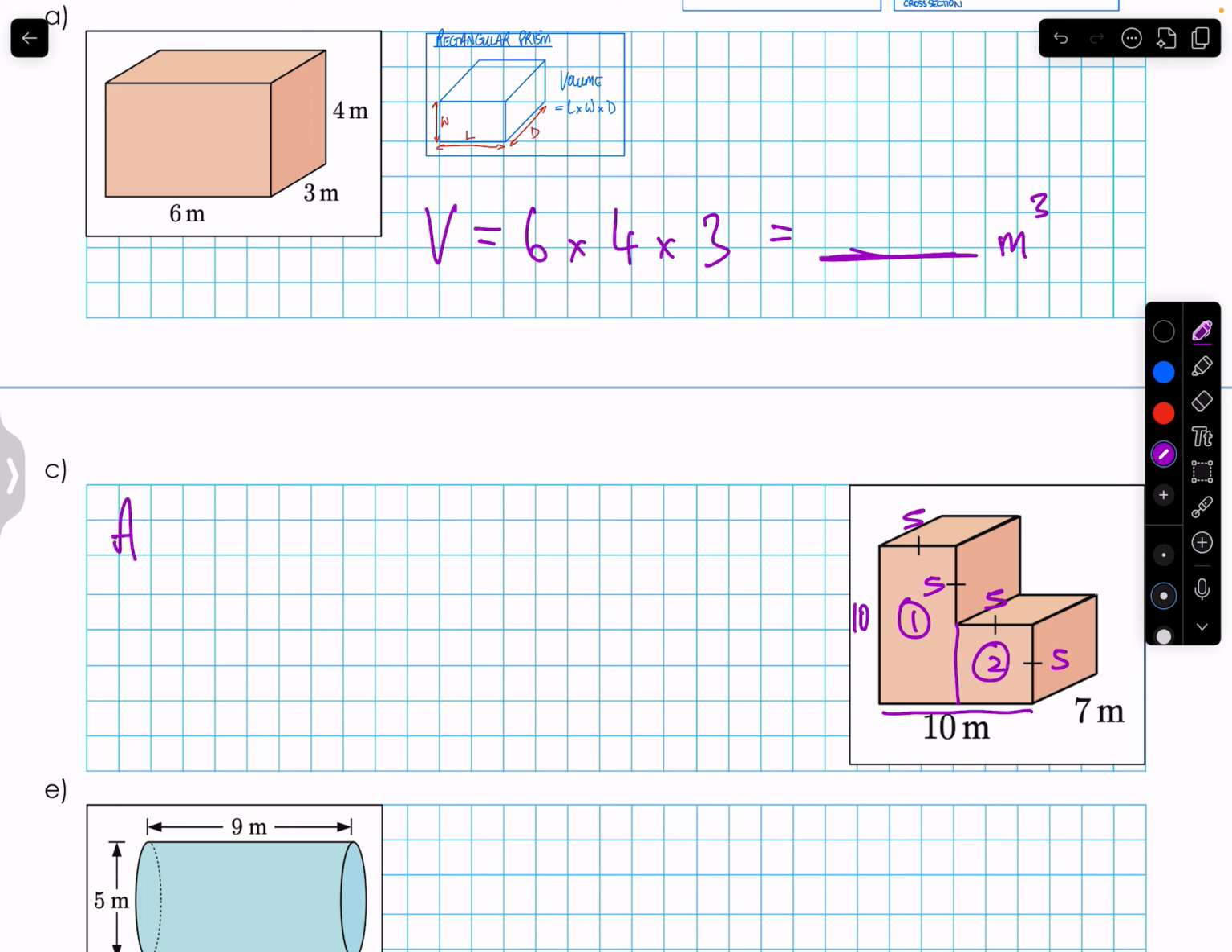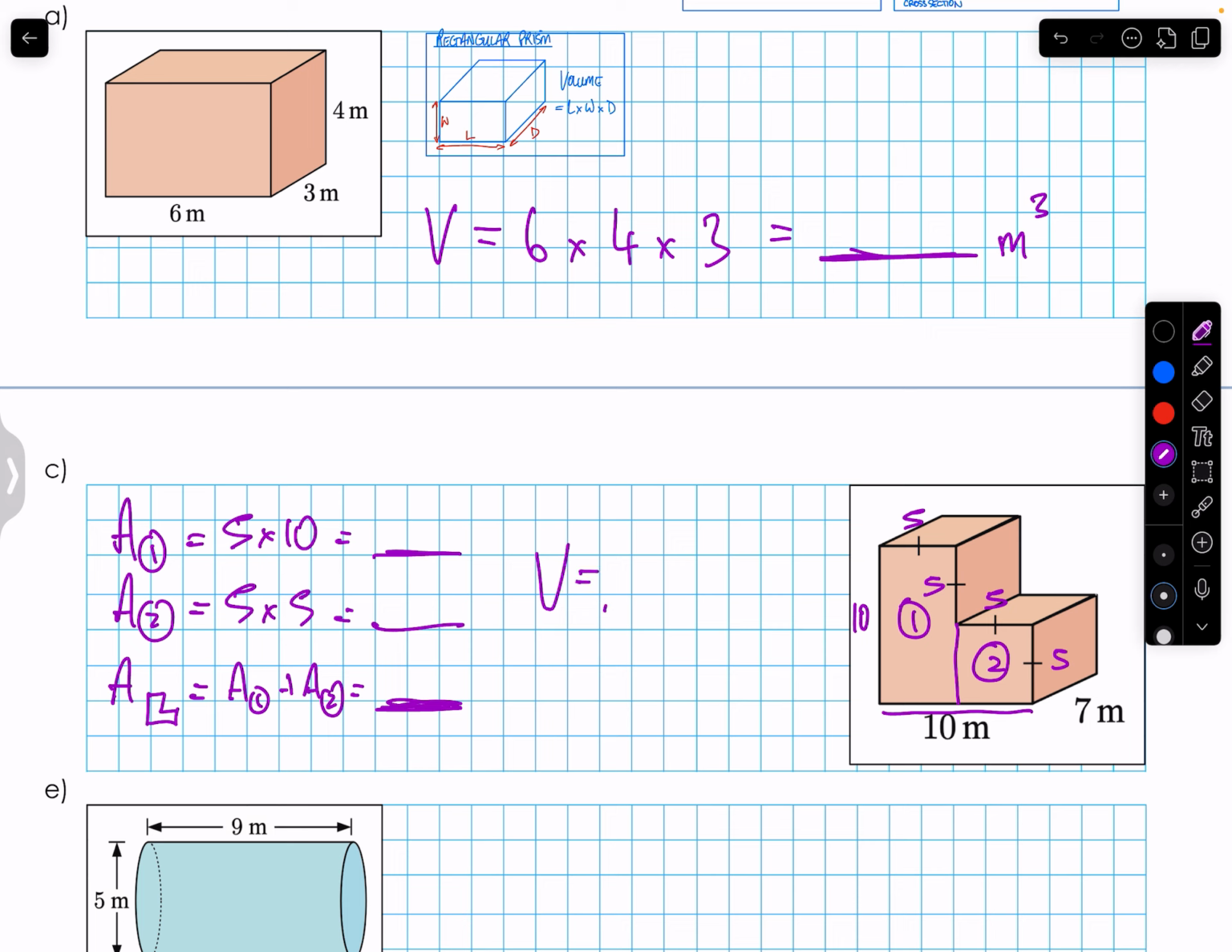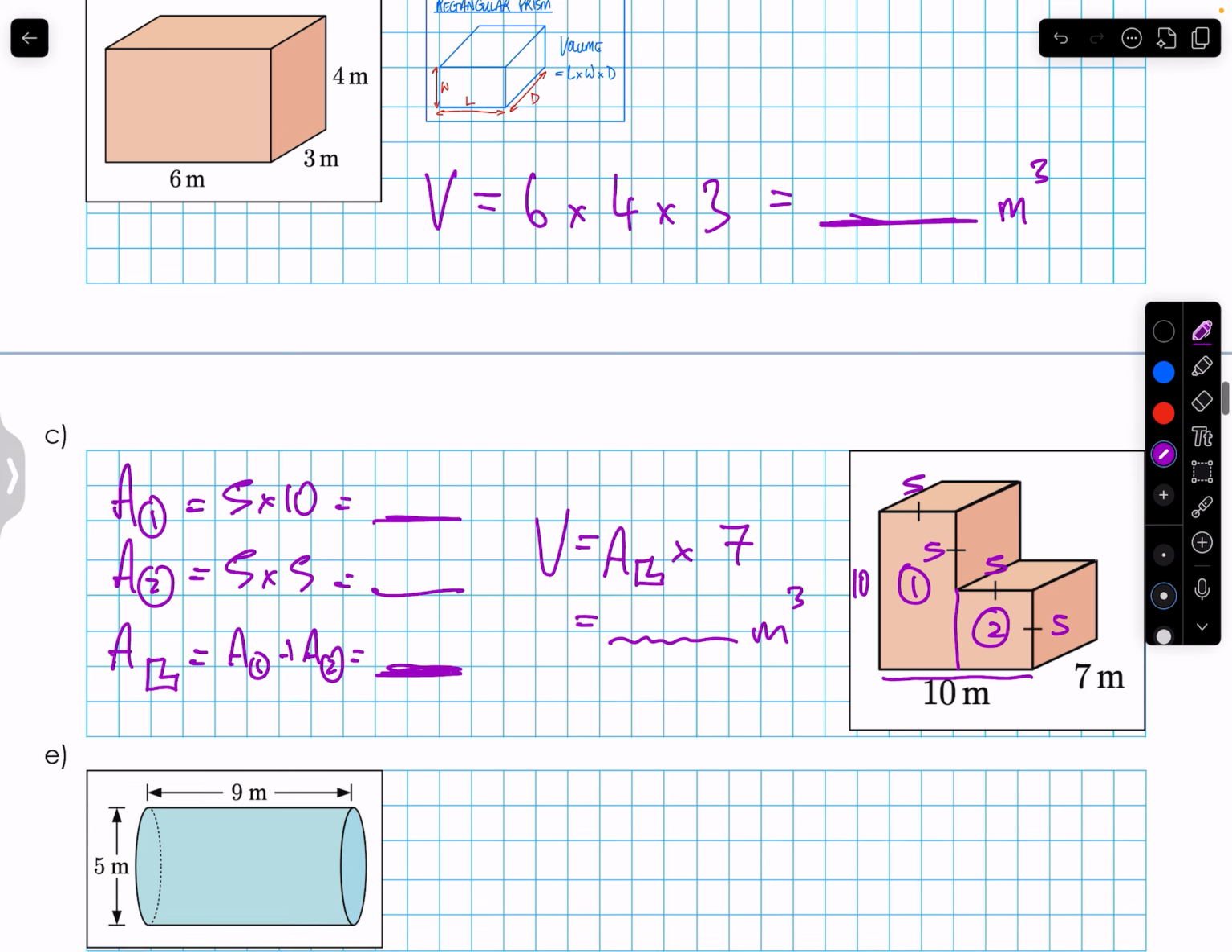The area of 1 is going to be 5 times 10 equals something. You find that. The area of 2 is going to be 5 times 5. That equals something. So the area of the L shape is going to be area 1 plus area 2 equals something. And then the volume is going to be the area of the L shape times the depth, which is 7. So the volume will be, squiggly line, cubic meters.